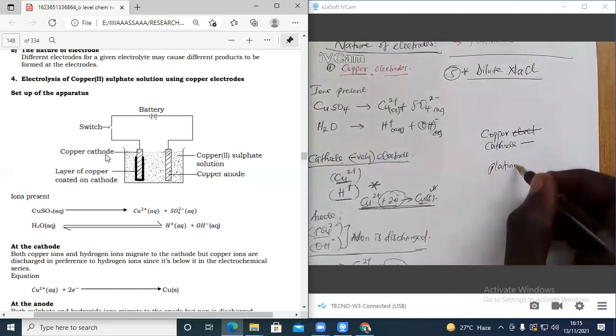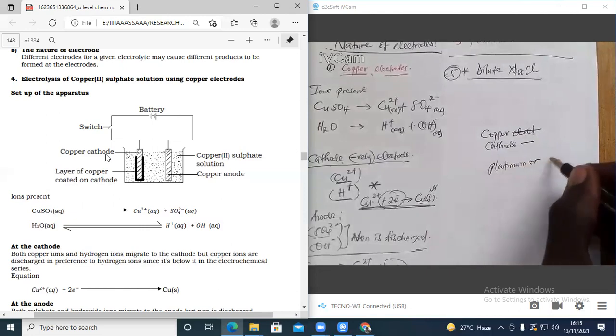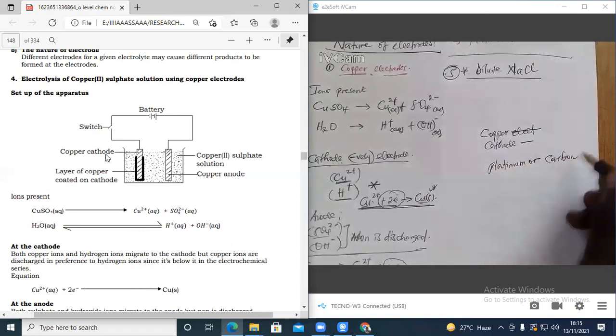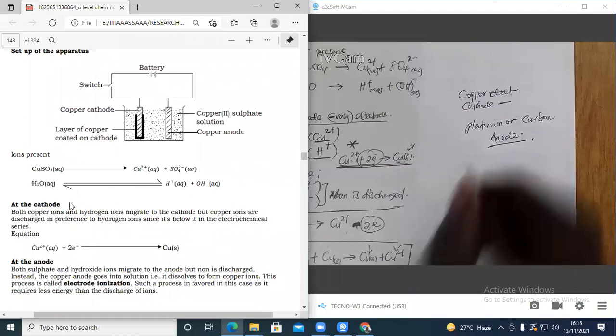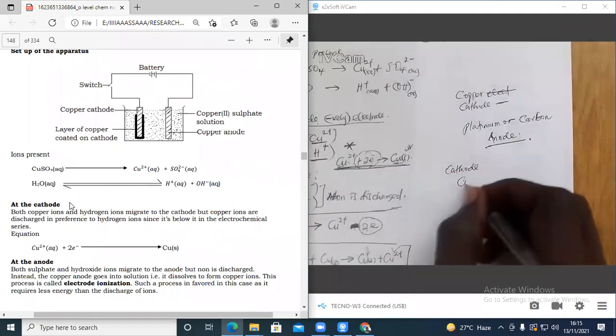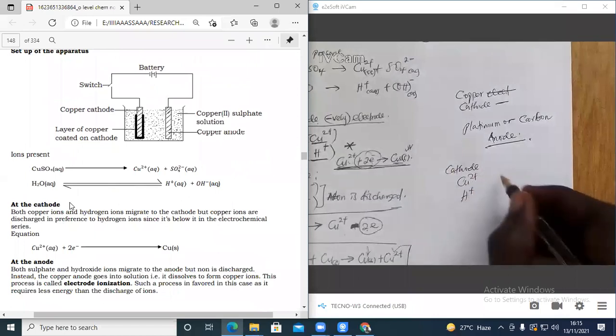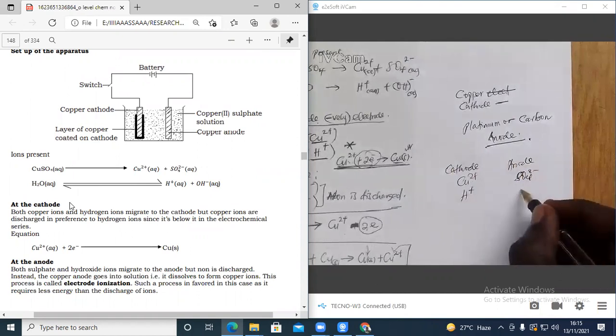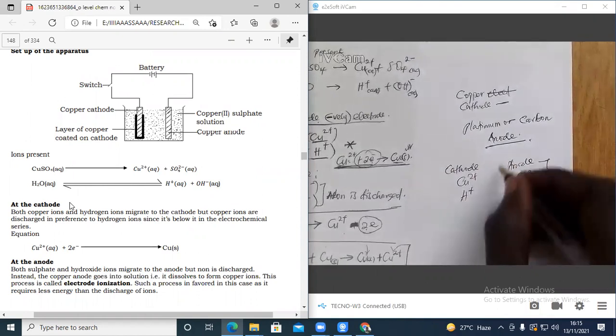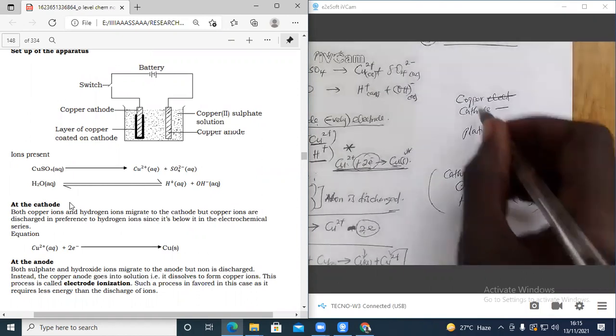and then platinum or carbon anode. What do you think is going to happen for this one? Because at the cathode, we expect to see copper ions and the hydrogen ions, and then at the anode, we expect to see sulfate ions and the hydroxide ions. What do you expect is going to happen in case they use a copper cathode here?